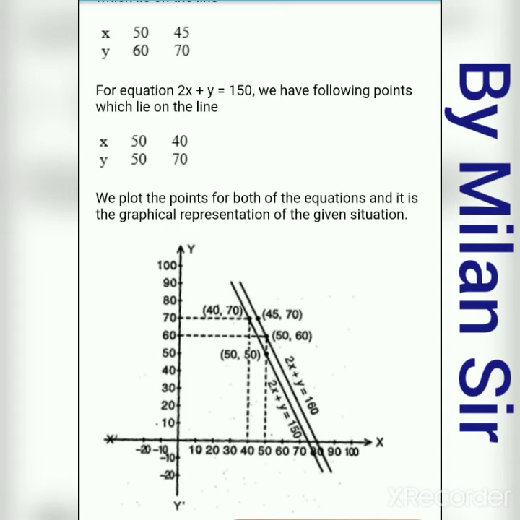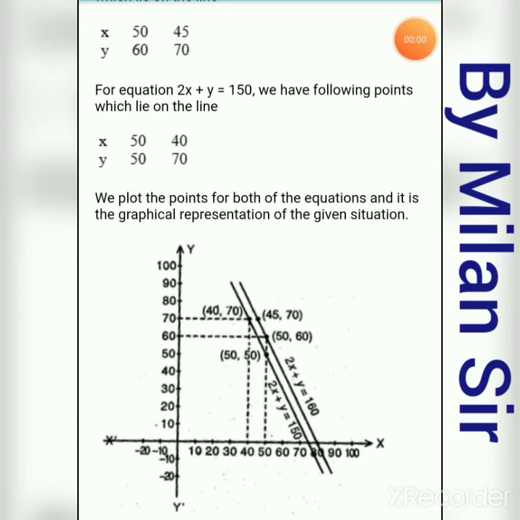Two lines are parallel lines. So we already learned this thing in our theory part: no solution in parallel lines. So here you cannot find the intersection point of these two lines. That's why no solution.